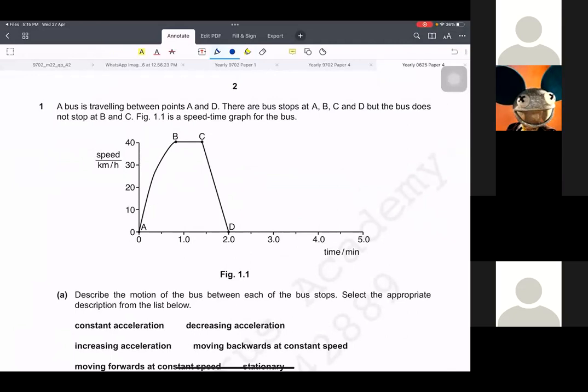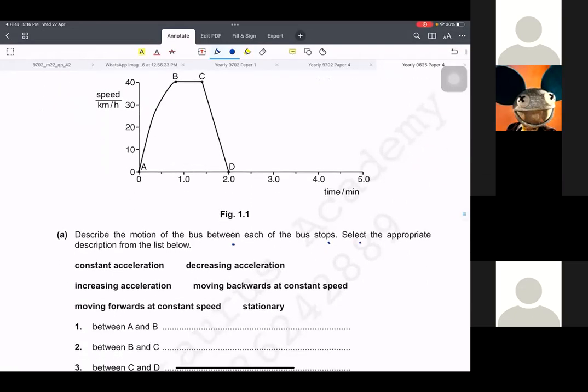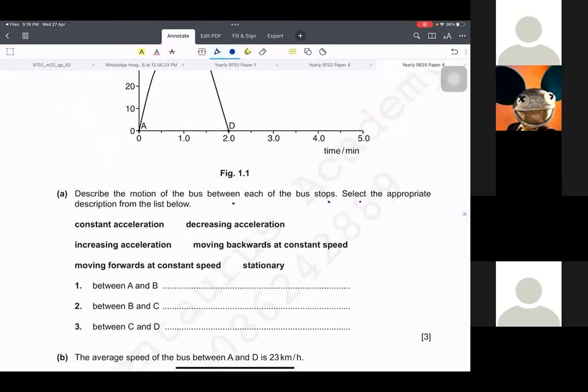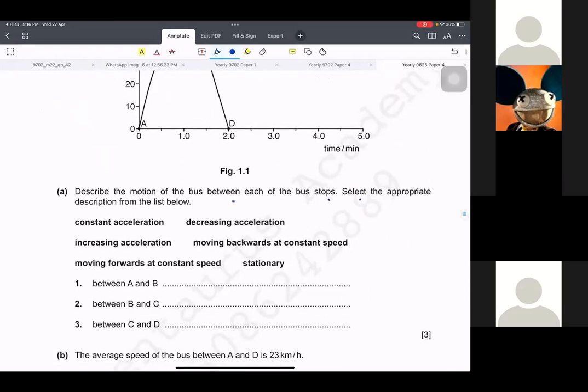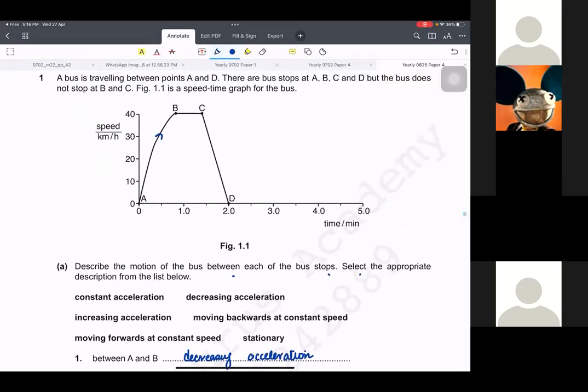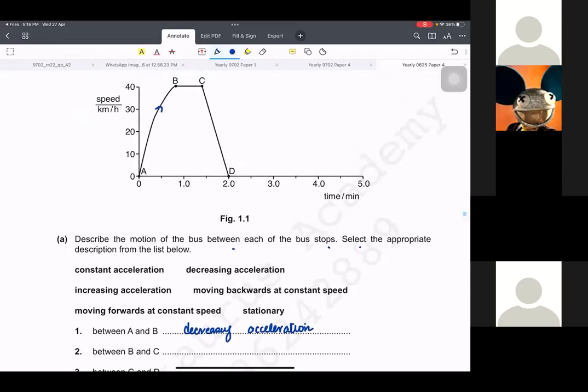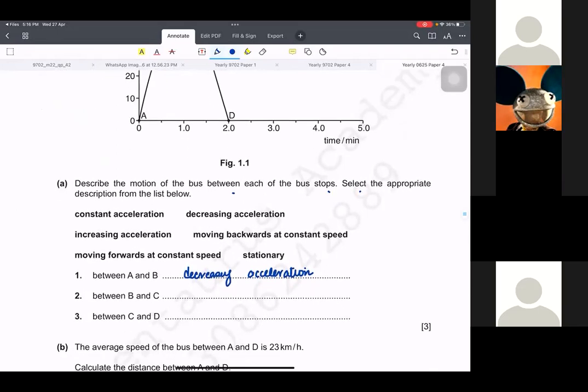Describe the motion of the bus between each bus stop, select the appropriate description from the list below. So from A to B, the speed is reducing. So I mean, speed is increasing, acceleration is decreasing. So we are going to write decreasing acceleration between B to C. Moving forwards at constant speed.